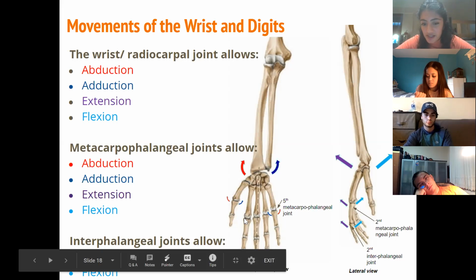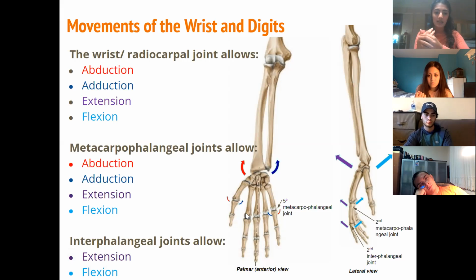So this is our first knuckle that we can feel. This whole thing right here is our palm. So our metacarpophalangeal joints allow for, again, adduction. So we have a different axial line when we're talking about the fingers.